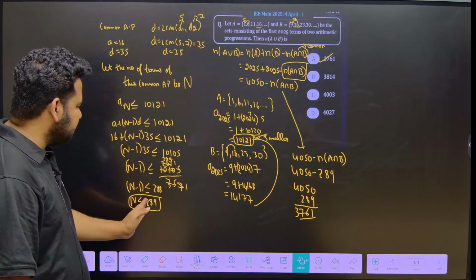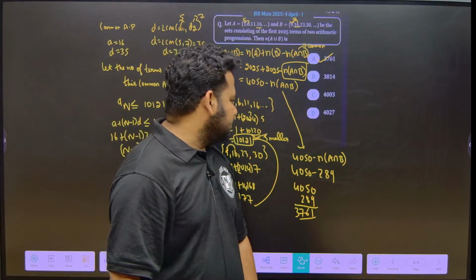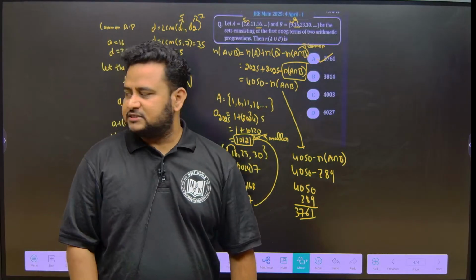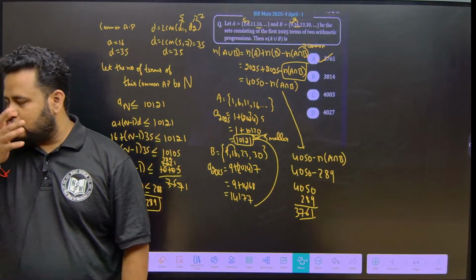N I got approximately as 289. If I put it here, I will get the value as 3761. Even if you take 290, approximately you will get this only. Got it? This is how you have to solve this question. Alright, fine. Option A is the right answer, Nikhil. I hope you understood.